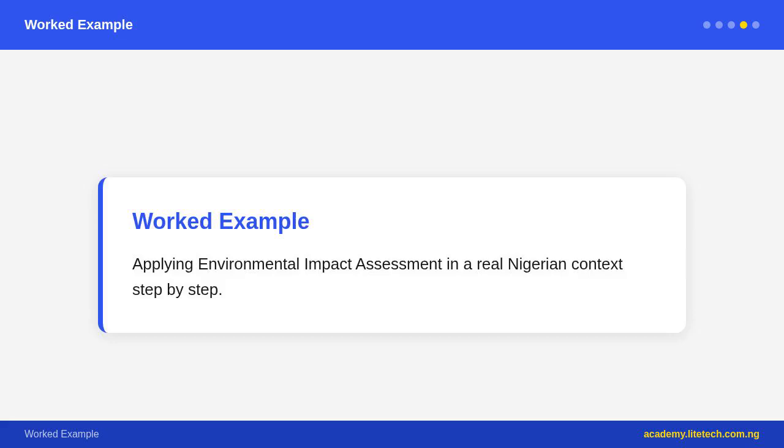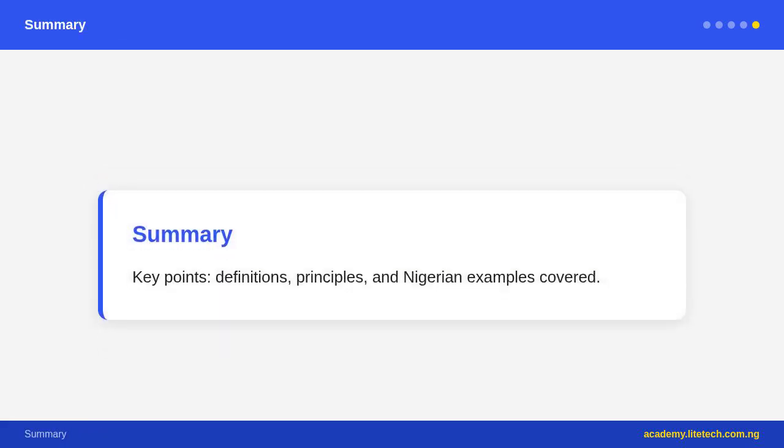Example 3, oil and gas sector. Every new oil field development in Nigeria requires an EIA under NESREA rules and Department of Petroleum Resources, the DPR, guidelines. However, enforcement remains weak. Oil spills from aging infrastructure are often reported late or not at all. EIA monitoring is under-resourced.